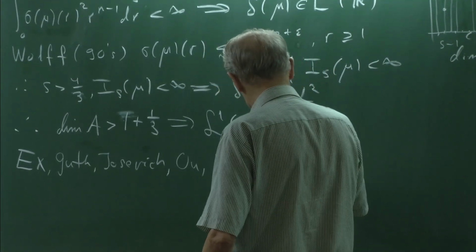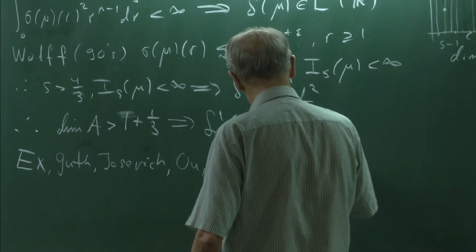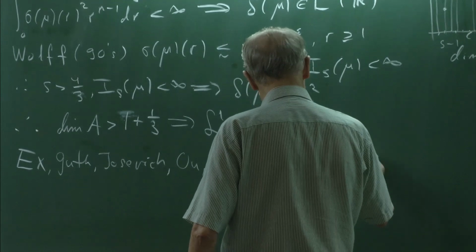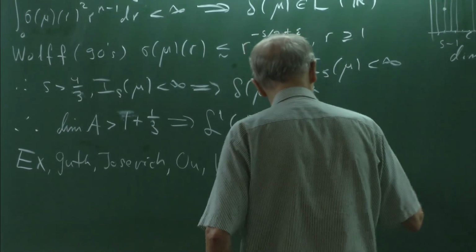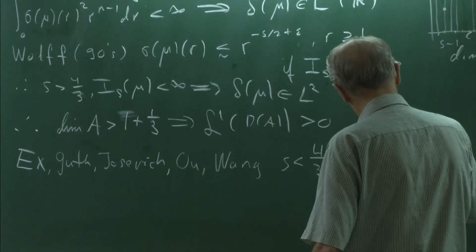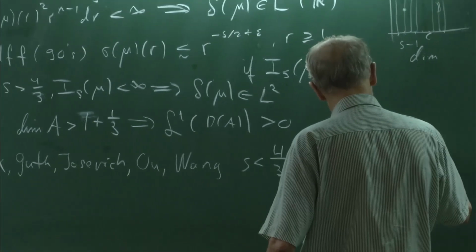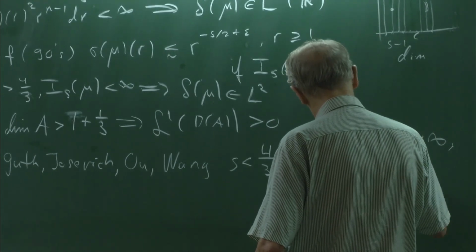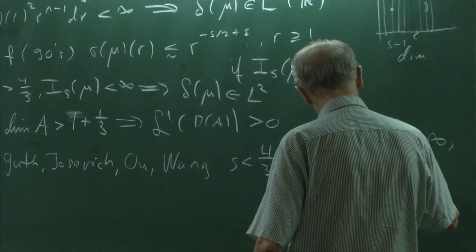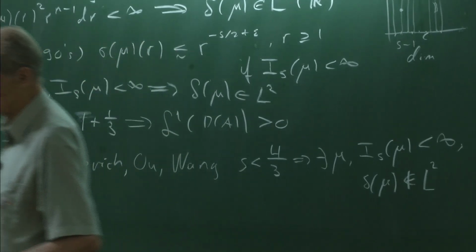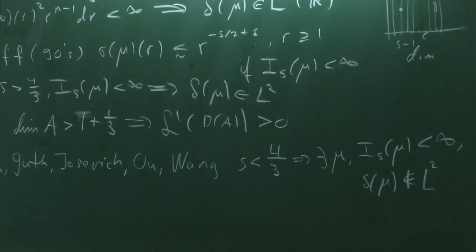That if s is less than 4 over 3, then there is mu, everything is now in the plane, such that I_s(mu) is finite, and the distance measure is not in L2. So to get the distance measure into L2, this 4 over 3 is optimal. So how to get further?